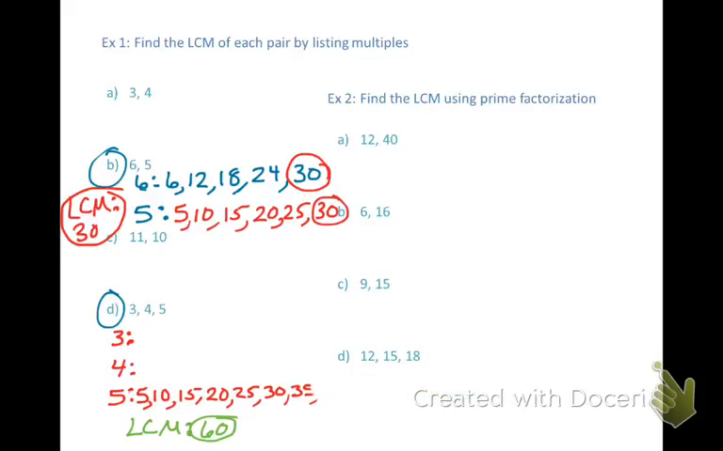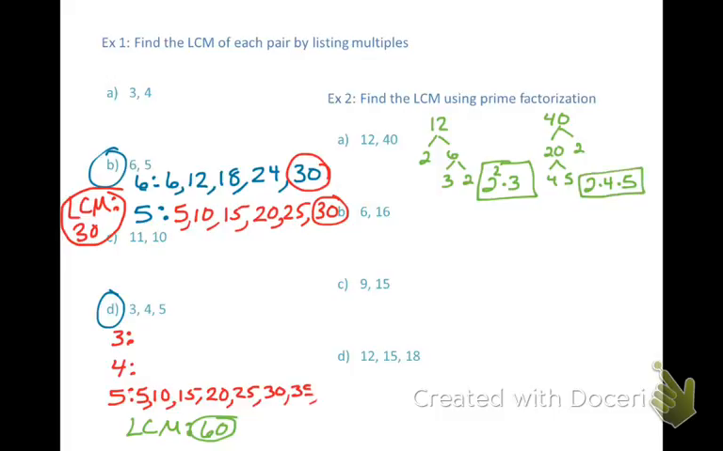So let's try it a different way. We're going to do the least common multiple by prime factorizations. So we're going to find the prime factorization of 12, and we're going to find it for 40. So I have 2 and 6, 3 and 2. So it would be 2 squared times 3. That's the first one. 40 would be 20 times 2, 4 times 5. So it would be 2 times 4 times 5.